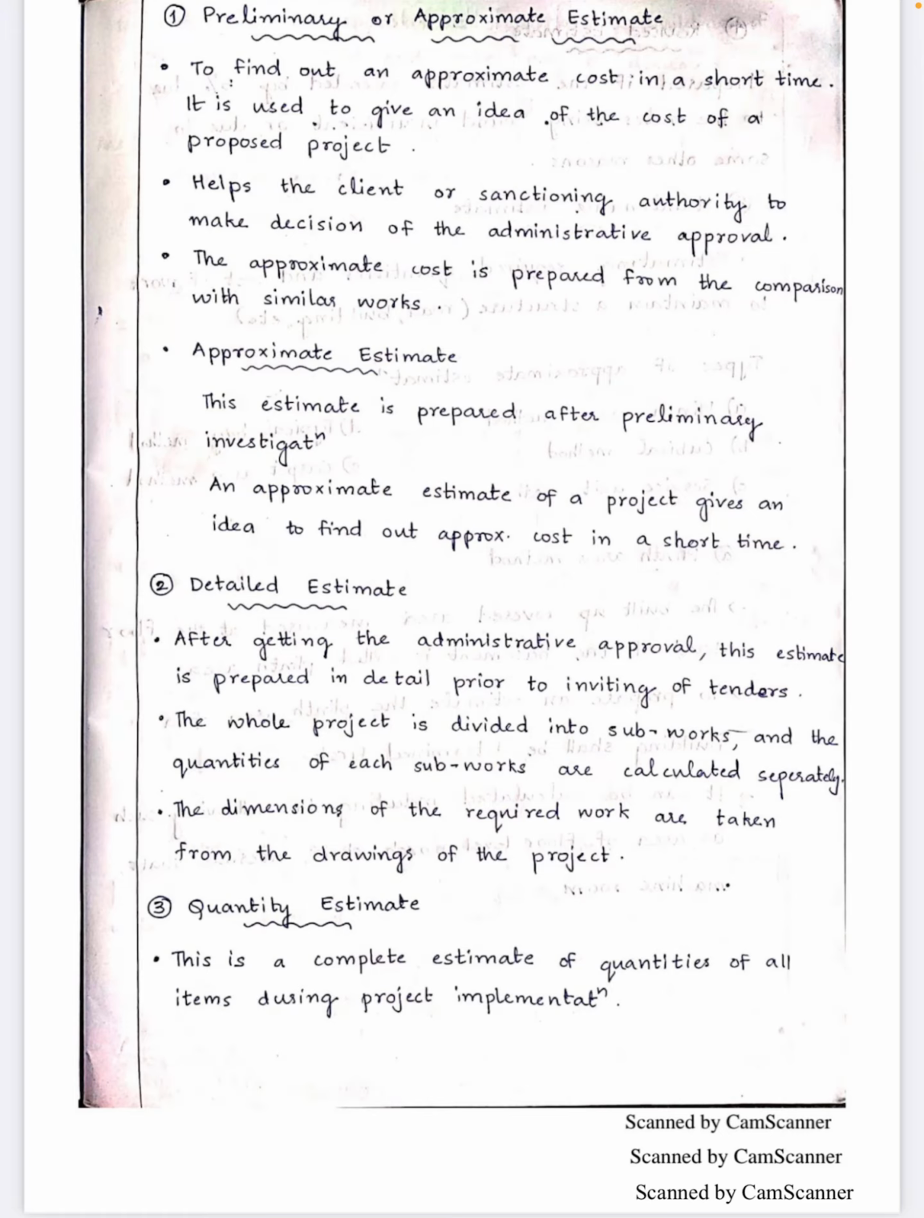Second one is the detailed estimate. We do the detailed estimate after getting the administrative approval, because this estimate is prepared in detail prior to inviting tenders. For inviting the tenders, we have to prepare a detailed estimate by specifying the plan, the section and the details of each work, and for that the detailed estimation is required. So while we are inviting the tenders, the contractors can analyze through this detailed estimate and provide their quotations.